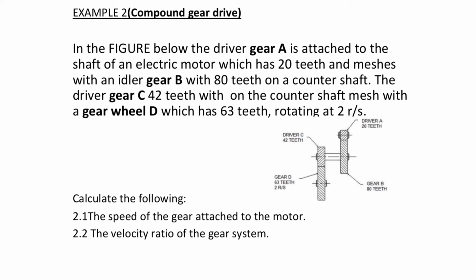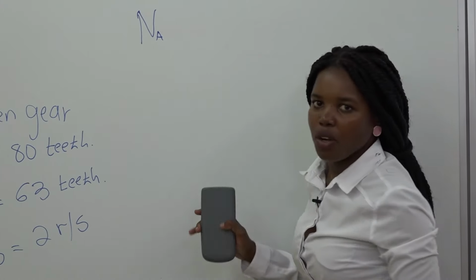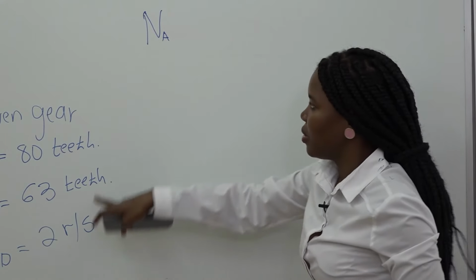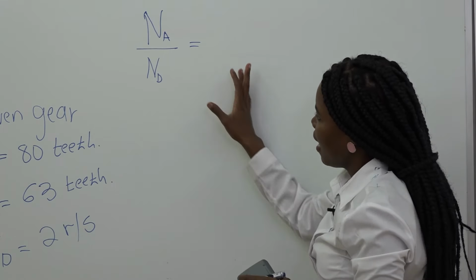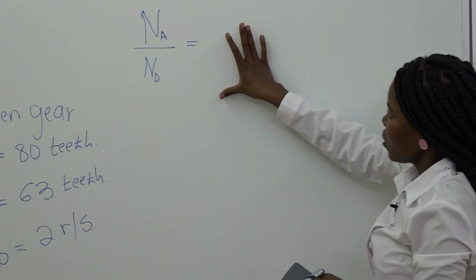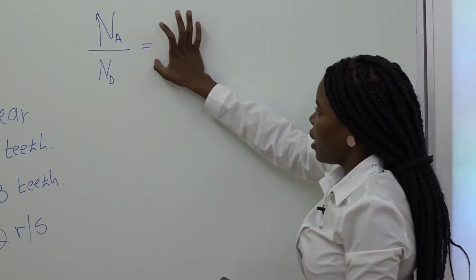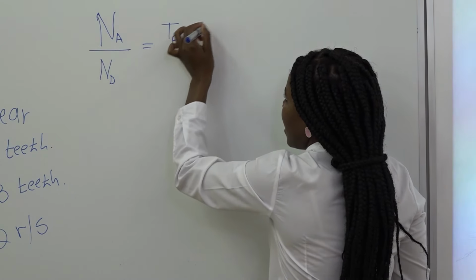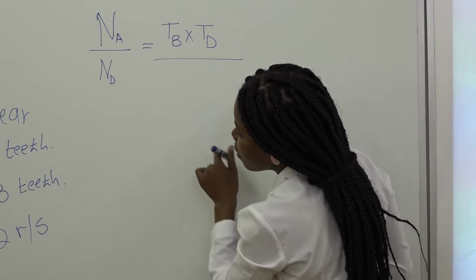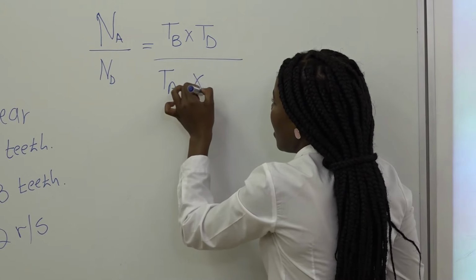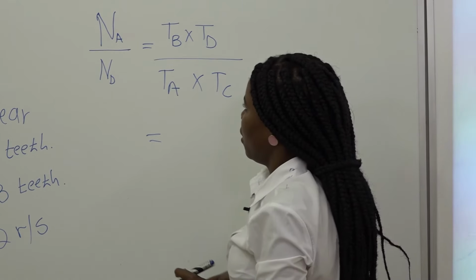And now we're going to look at our question. The first question says, calculate the speed of the gear attached to the motor. So that is NA, the speed of the gear attached to the motor. But since we are given ND, we will say NA over ND, whereby NA is the speed for the driver and ND is the speed for the driven gear. So NA over ND equals TB times TD, whereby TB and TD are the numbers of teeth, over TA times TC.